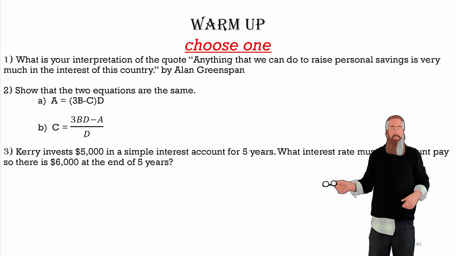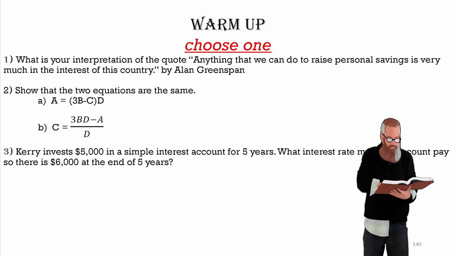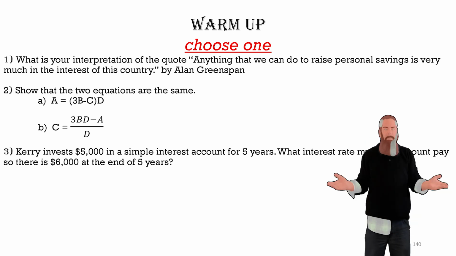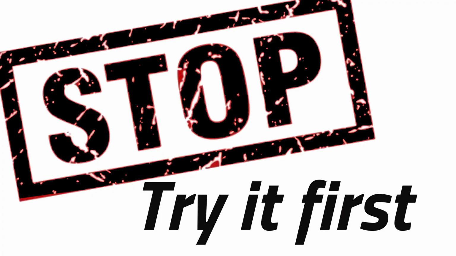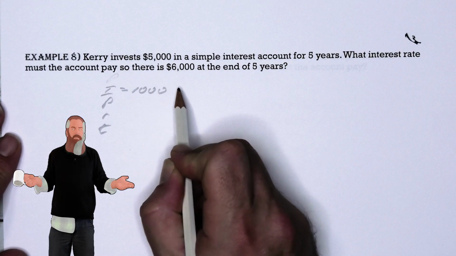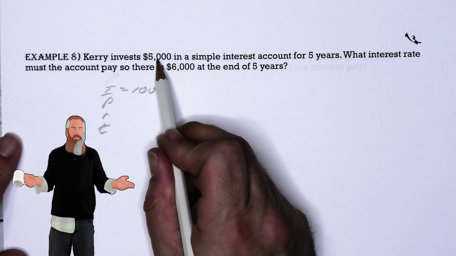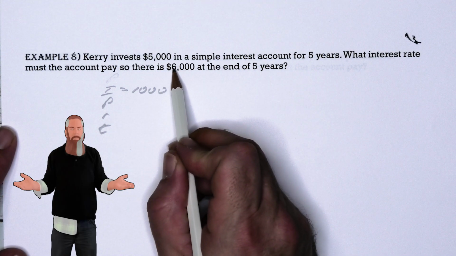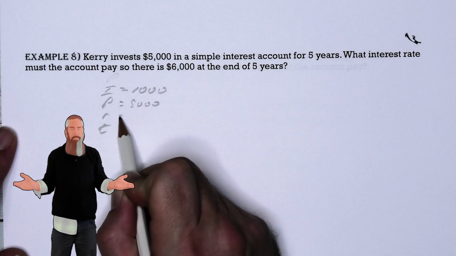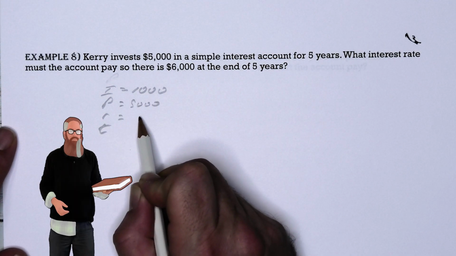Now, let's take a look at a problem that you will be able to do at the end of this lesson. Kerry invests $5,000 in a simple interest account for 5 years. What interest rate must the account pay so that there is $6,000 at the end of 5 years? We know that the interest that we want to earn is $1,000. That's the difference between the $5,000 in there and the $6,000 that they want to have. The principal amount is $5,000. Now, the rate is unknown to us.